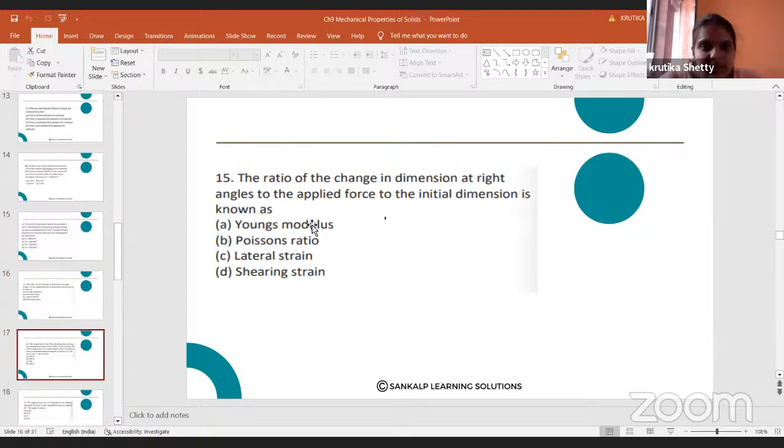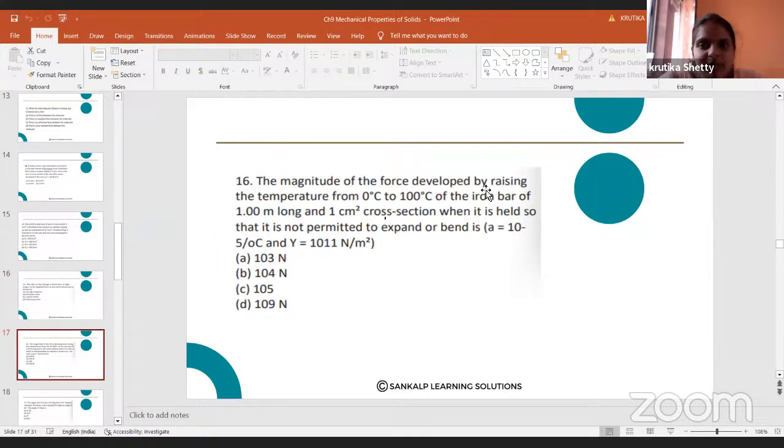So see this question. The magnitude of the force developed by raising the temperature from 0 degree Celsius to 100 degree Celsius of the iron bar of 1 meter long and 1 centimeter square cross sectional area. Area is given, then its length is given, and this is the alpha value.